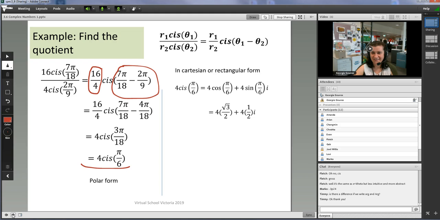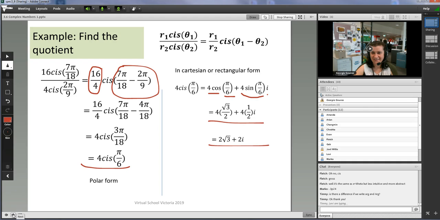So just showing you how to get it in rectangular form, pi on 6 is one of our exact values that we should know about. 4 cis pi on 6 is the same as 4 times cos of pi on 6 plus 4 times sine of pi on 6 times i. Put in those exact ratios. This is in the first quadrant. This is a first quadrant number. All okay?